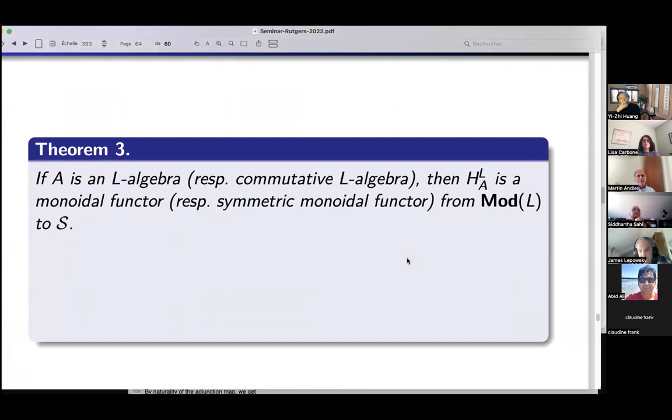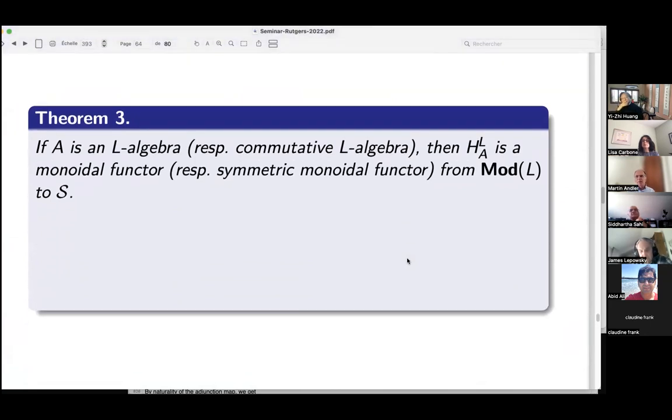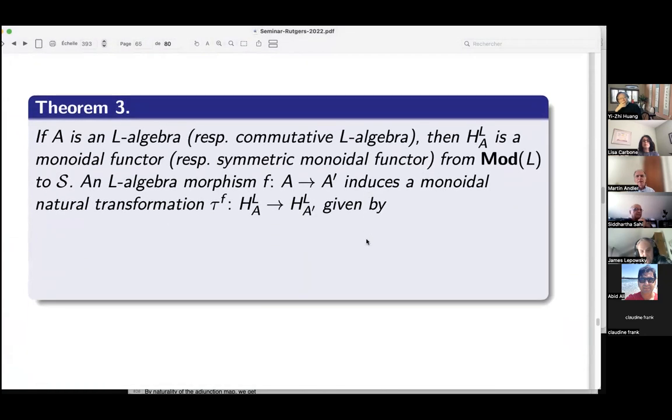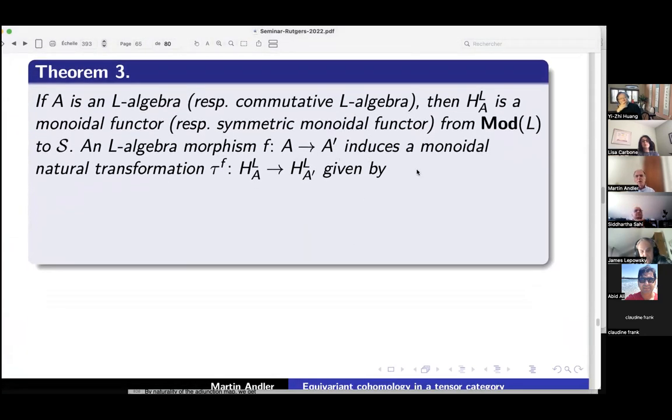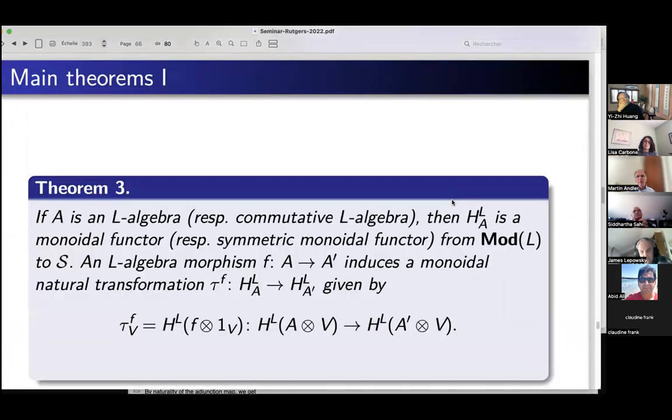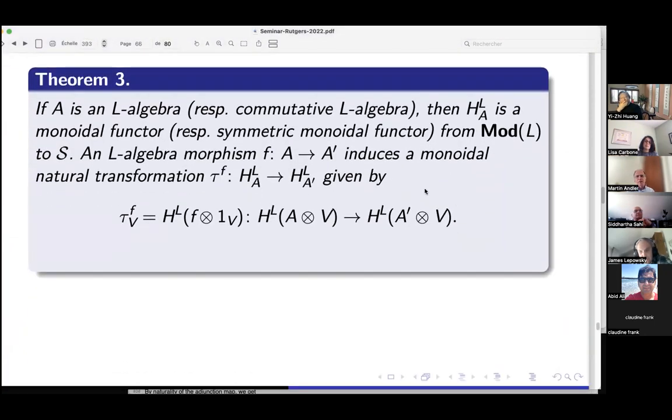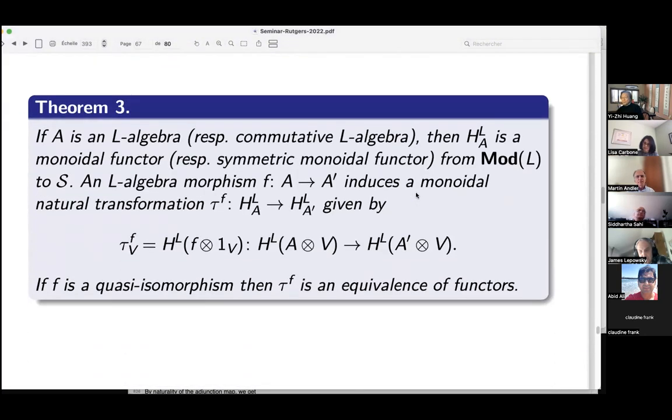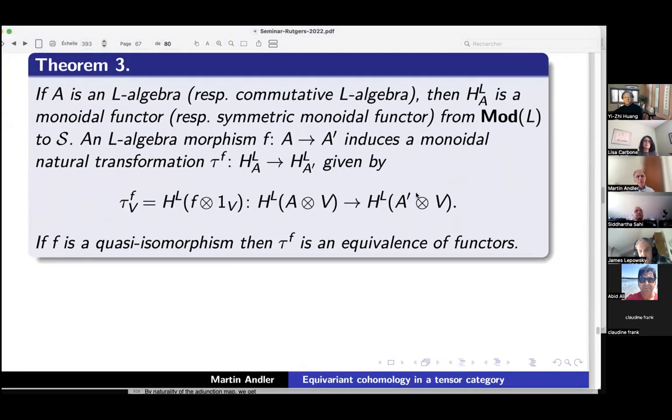So we assume that A is an L algebra and possibly commutative L algebra, then H_LA is a monoidal functor, as I've already said, from mod L A to S. An L algebra morphism F from A to A prime induces a monoidal natural transformation from H_LA to H_LA prime, which is given by this formula. And the central result here is that if F is a quasi-isomorphism, then tau F is not only a natural isomorphism, but it's actually an equivalence of functors.